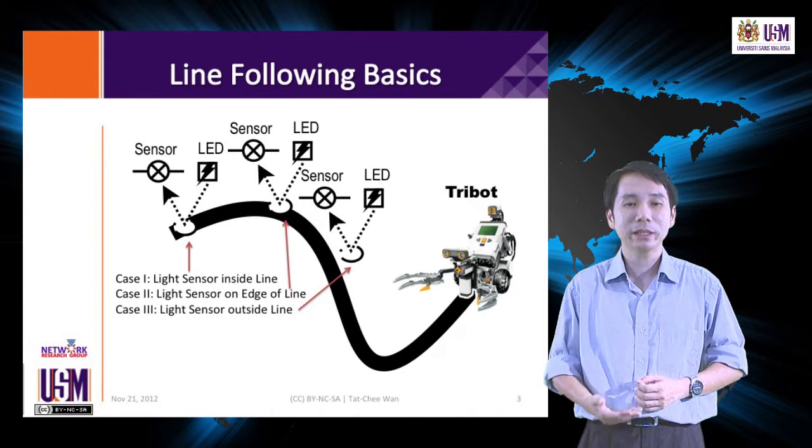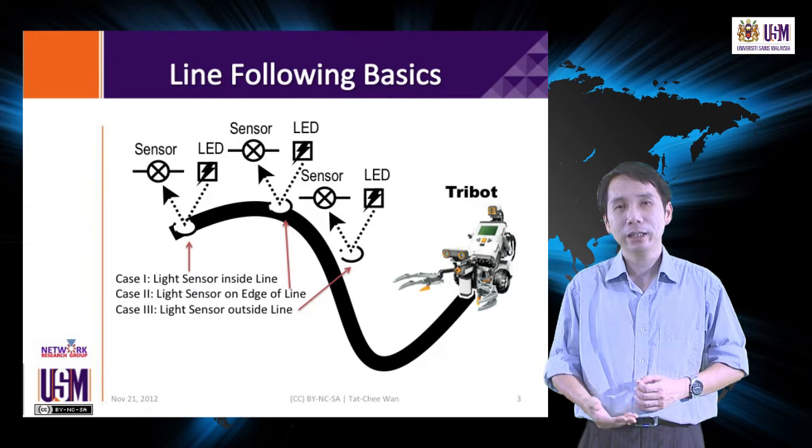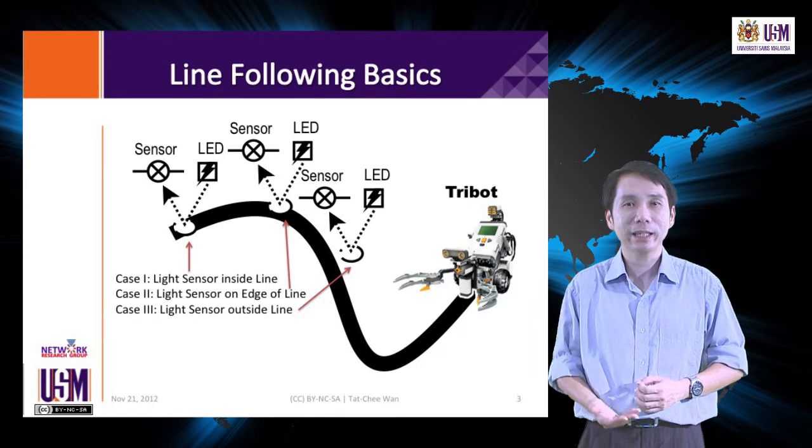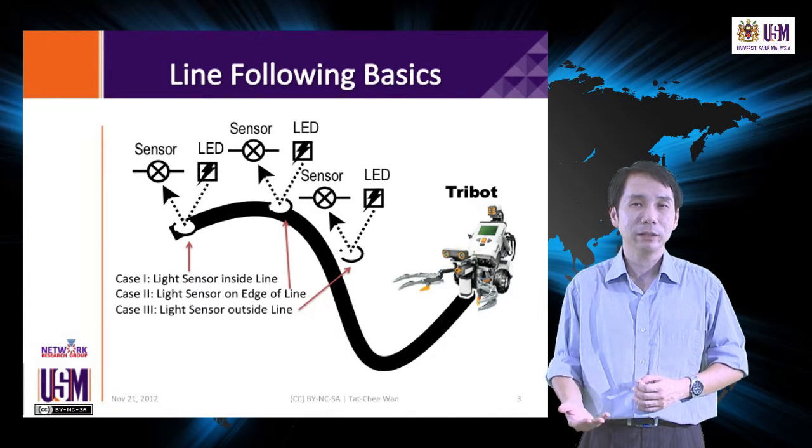The first case is where the light sensor is located inside the line and it has a very dark or black color reflection. The second case is when the light sensor is on the edge of the line and the reflection is a mixture of light and dark colors. And finally, the third case is where the light sensor is totally outside of the line and is reflecting a color that is not black.